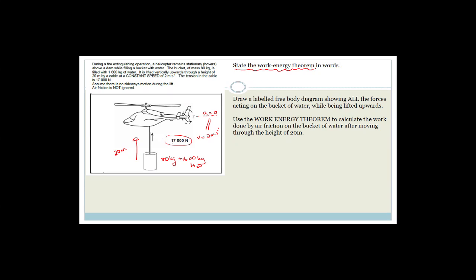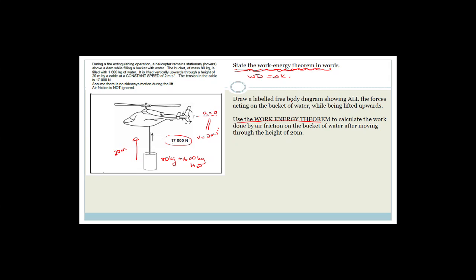They're hinting that we have to use the work energy theorem for something in this question. Okay, and there it is, use the work energy theorem. So now what do we know? The work energy theorem is basically stating that the work done on an object is equal to the change in the kinetic energy.